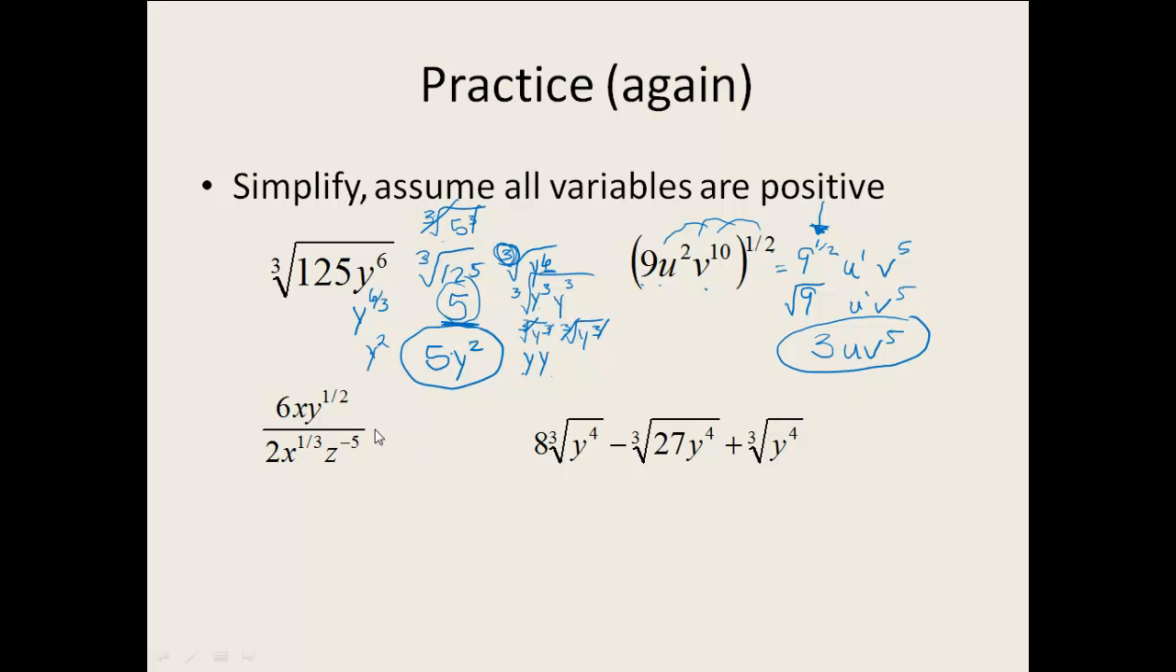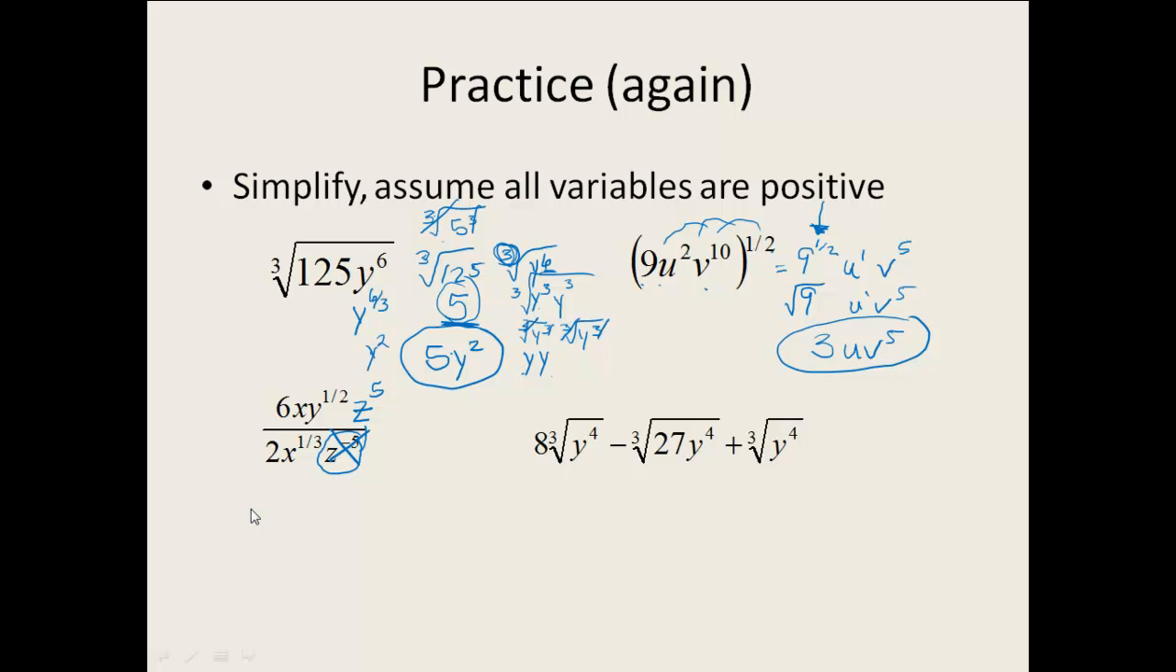Okay, our third example down here, I have 6xy to the 1/2 over 2x to the 1/3 z to the negative 5. I'm first going to move this z to the negative 5 up to the top because I don't want to have negative exponents.